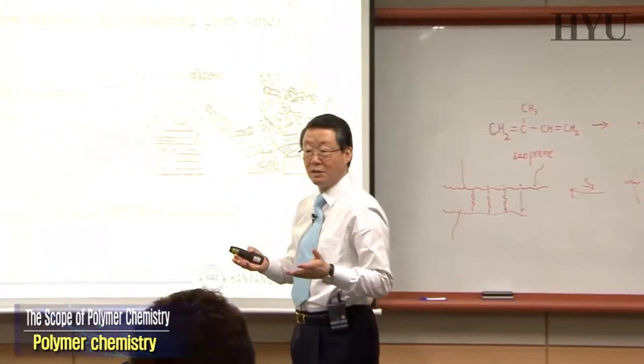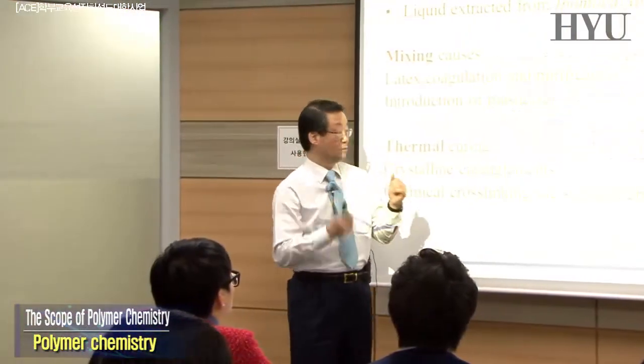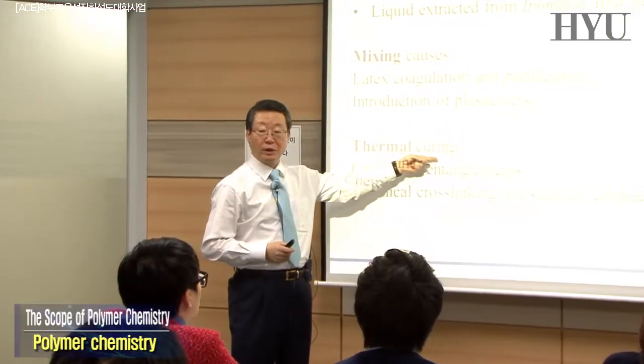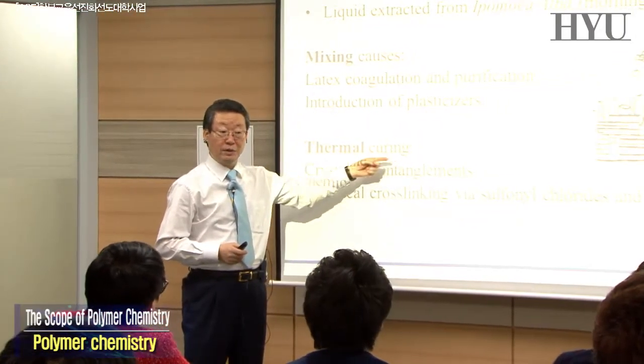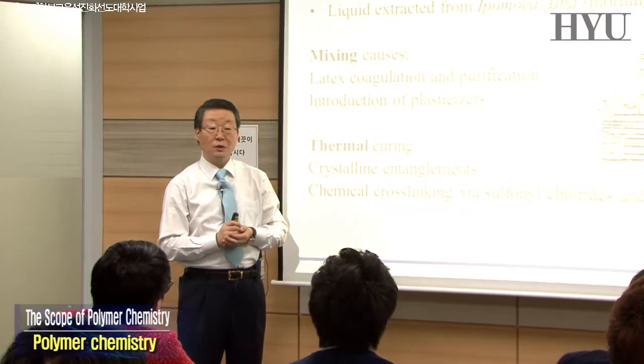You can mix the isoprene with the sulfur and heat it up. What we call this is curing. Curing means that you make your material into a cross-linked structure.